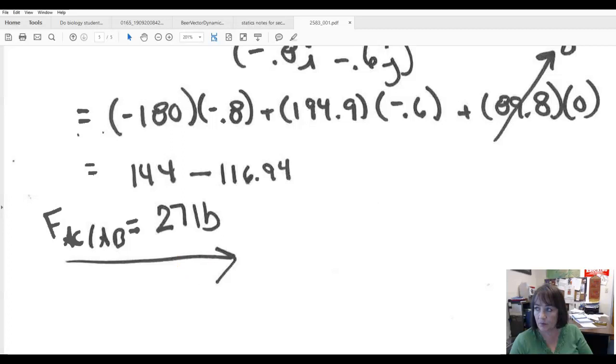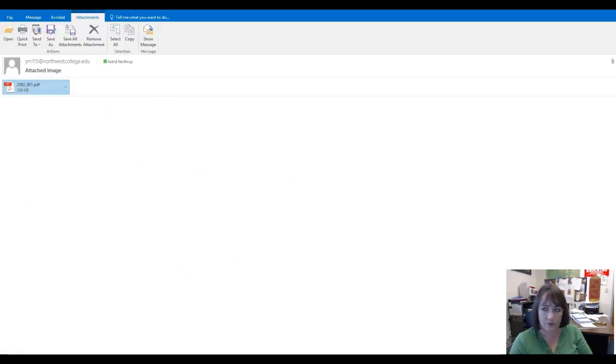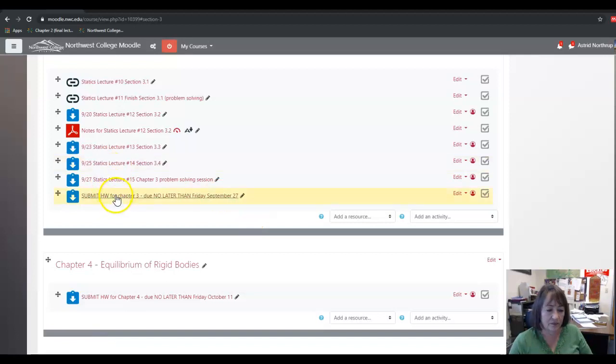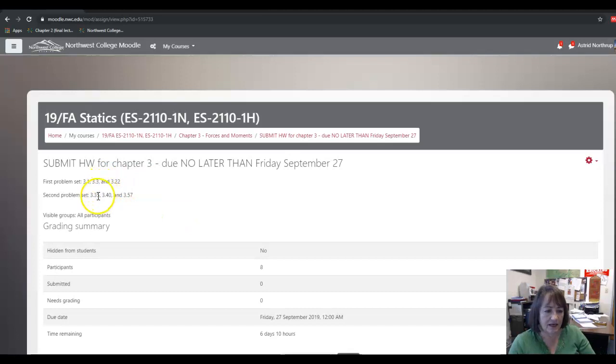I assigned 3 more problems. If you look at our Moodle page, you'll see here in the submit homework number 3, I have added the second problem set. So the problem set 3.1, 3.3, and 3.22 is from section 3.1. The second problem set 33, 40, and 57 are from section 3.2. So please let me know if you have any questions.